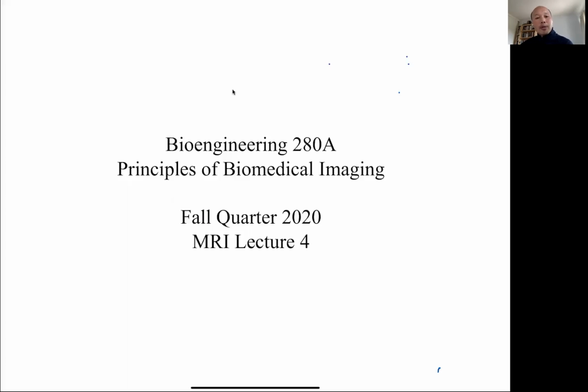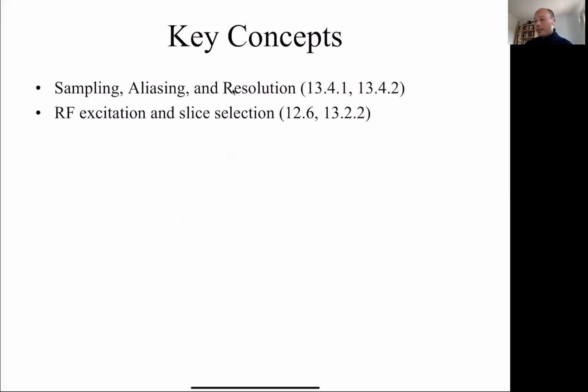Okay, today we're going to do MRI Lecture 4. The topics today are going to be, we're going to finish our discussion of sampling, aliasing, and resolution. And then we'll talk a little bit about RF excitation and slice selection.